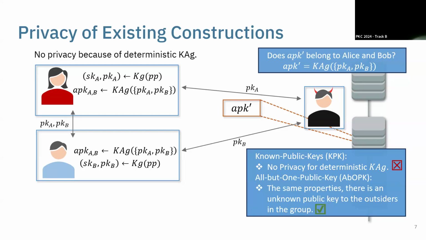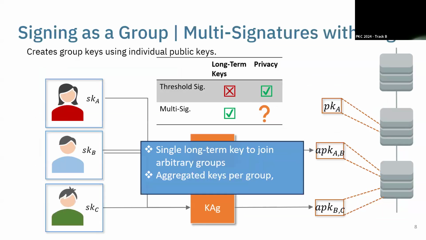Just to see what the situation is for the existing ones, we define a weaker model. We call it the all but one public key model. In this one, we have the same game, but we mainly assume that in each signing group there will be some freshly generated individual public key, which is unknown to the adversary. So that by relying on the unknown individual public key, we can have the privacy property we define. But obviously, this is not the setting we want to achieve. We want to achieve it in the realistic model. So this means that we can answer the question mark right now: the privacy property we need doesn't exist for the existing multi-signatures.